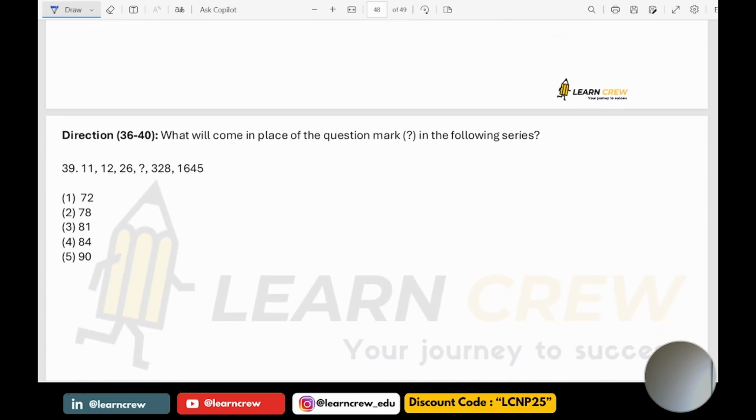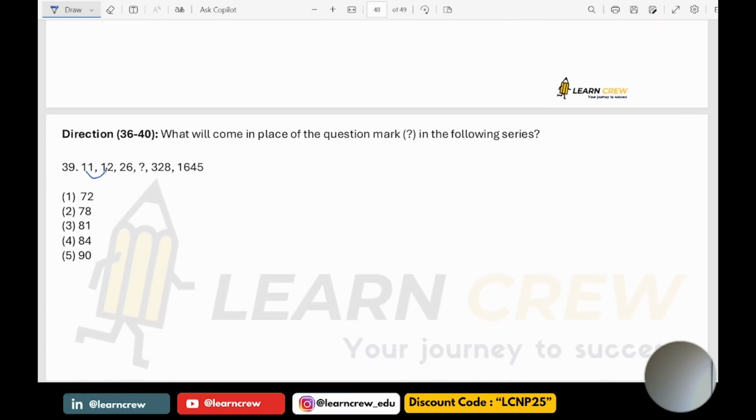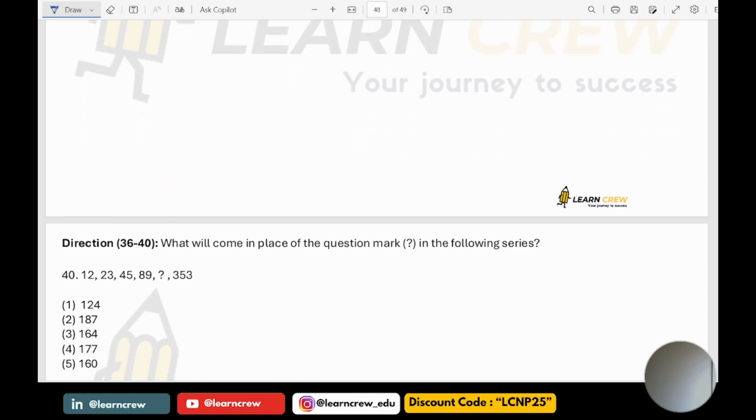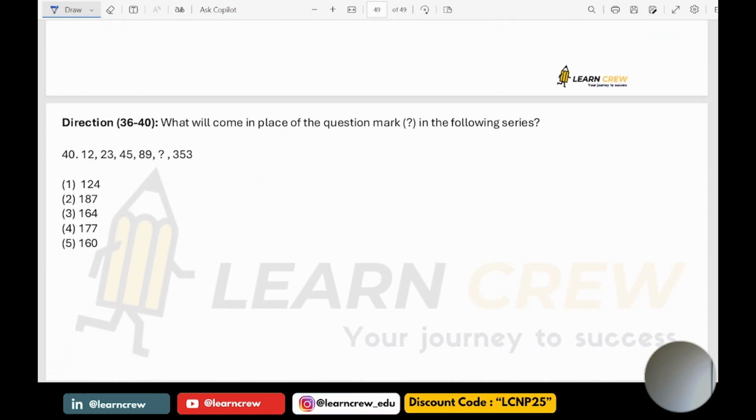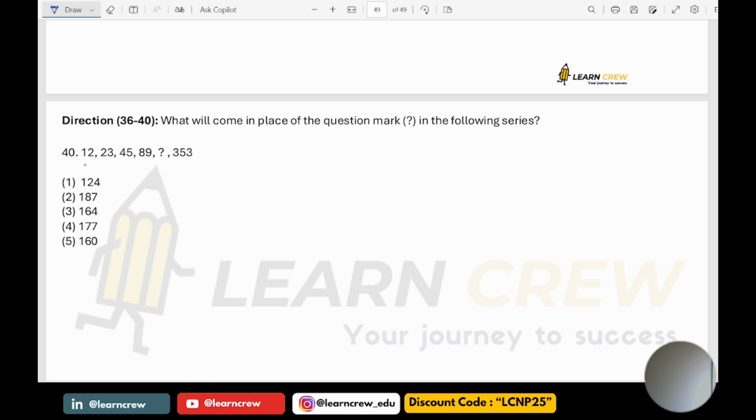Now 39th question. 11, 12. 11 into 1 plus 1. 12 into 2 plus 2. 26 into 3, 78 plus 3, 81 into 4, 324 plus 4. So 78 plus 3, 81 is the answer. So the last question in today's paper: 12, 23, into 2 minus 1, into 2 minus 1, into 2 minus 1, into 2 minus 1. So into 2 minus 1, 178 minus 1, 177 is the answer.